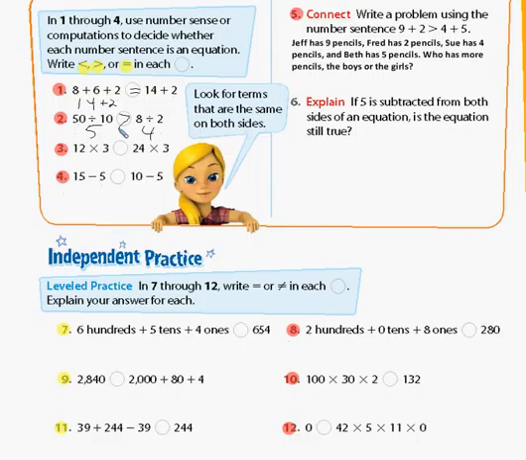I got 12 times 3 and then 24 times 3. Okay. I know I'm doing the same thing to both sides. Okay, I'm multiplying 12 times 3 and I'm multiplying 24 times 3. Since I'm doing the same thing, it doesn't really change it. That means that side is going to be greater. Okay, 12 is less than 24, so 12 times 3 is less than 24 times 3.